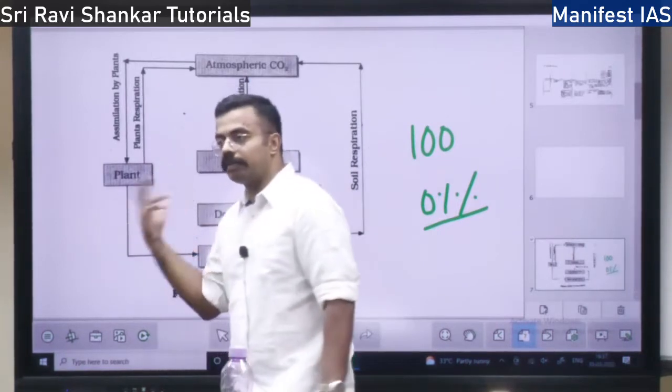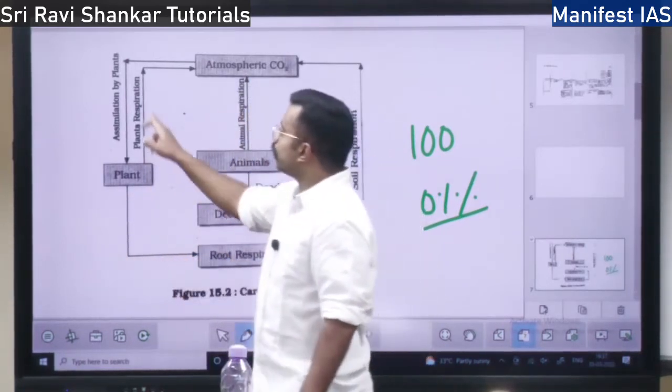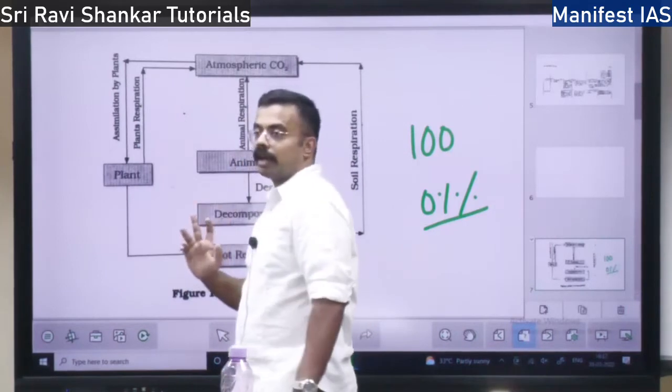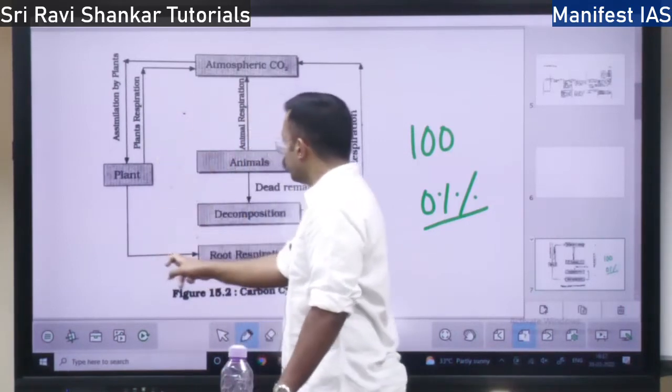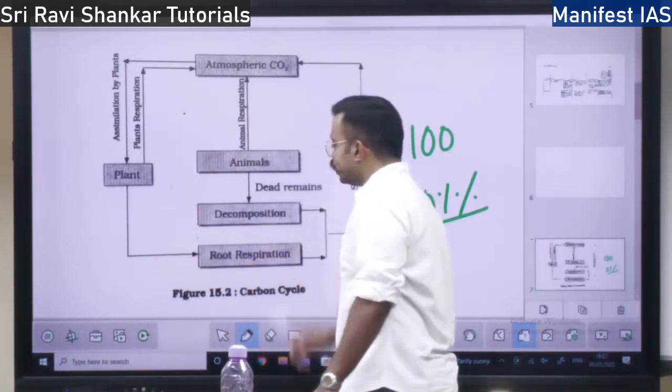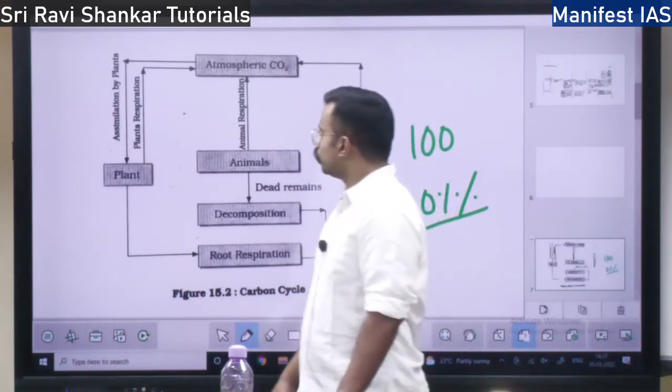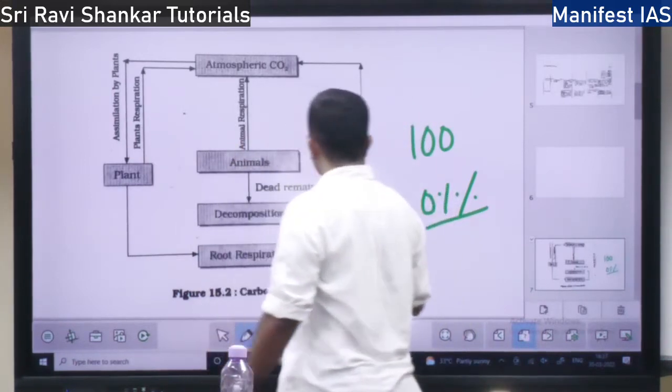Because at night time, plants give out carbon dioxide. So plants also give out carbon dioxide, and the cycle is complete here. And also plants via root respiration. So via root respiration, they are going to do what?